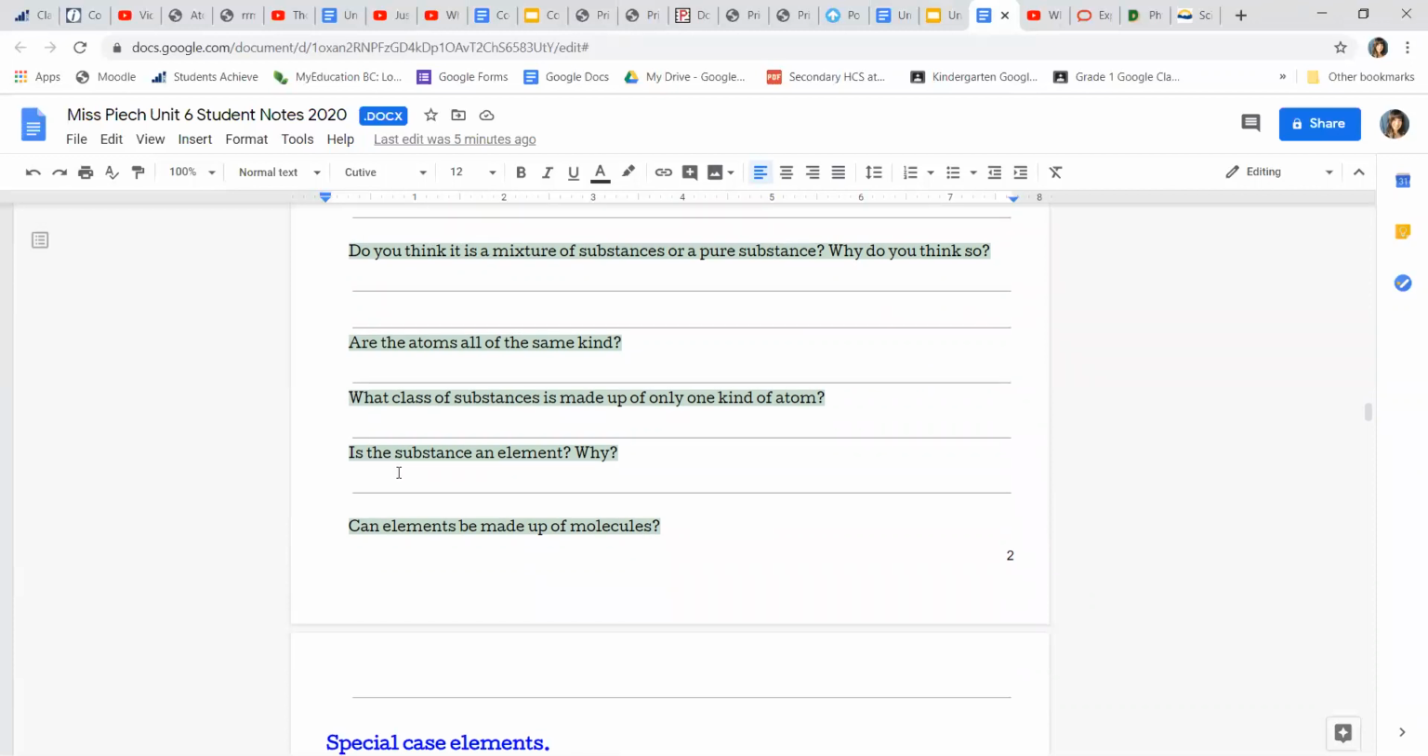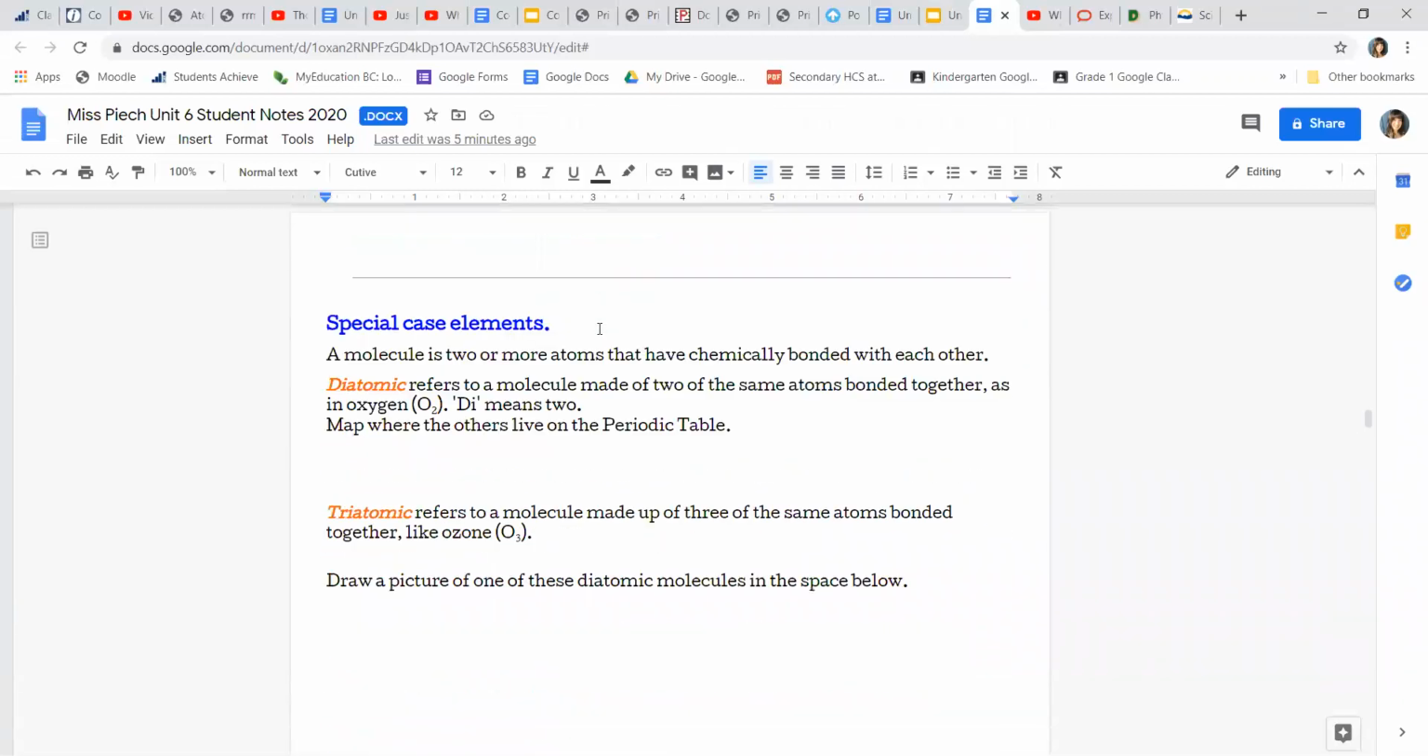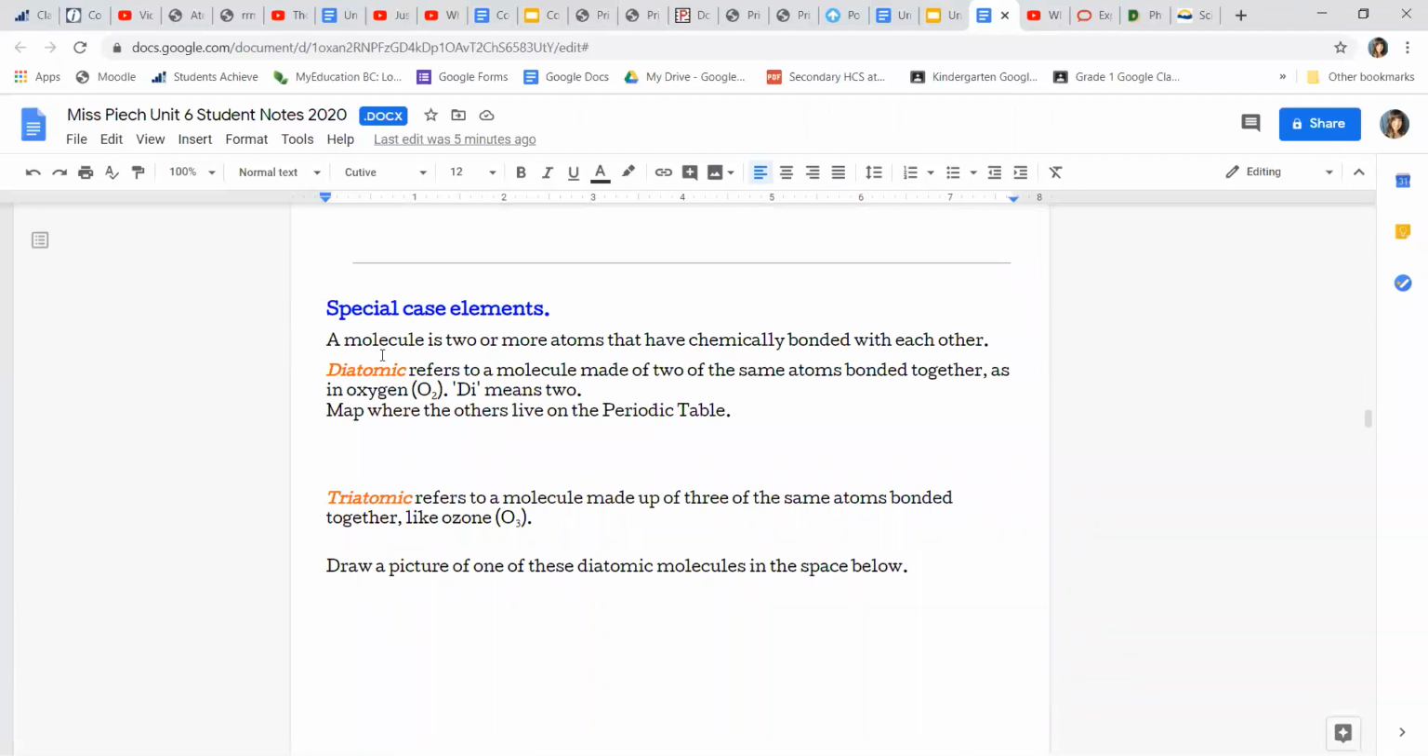And then finally, we have here, is the substance an element, and then why? So you can answer yes or no, and then give me your reason why. Give me maybe one or two reasons that would support what you're saying. Okay, so I want you to answer those questions to the best of your ability. This gives you a bit more information here as far as the diatomic and the triatomic. All right, and so remember, a diatomic refers to a molecule that's made of two of the same atoms bonded together. And then triatomic is three of the same atoms bonded together.